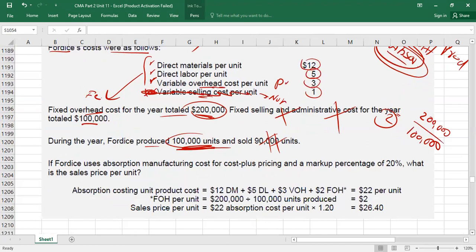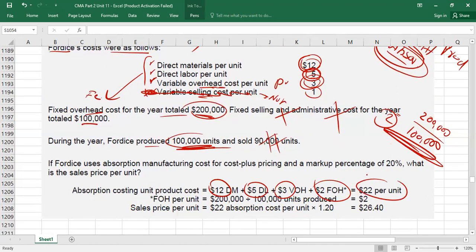So now tell me, what is the manufacturing absorption cost? Absorption cost will include cost of material 12, plus variable labor cost 5, we'll add 5. We have variable overhead 3. Okay, then we have $2 of fixed cost. This is how we get 22 per each unit. Understood? So obviously, guys, this is your absorption cost.